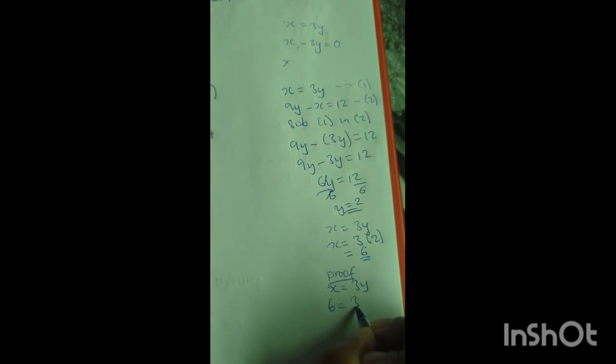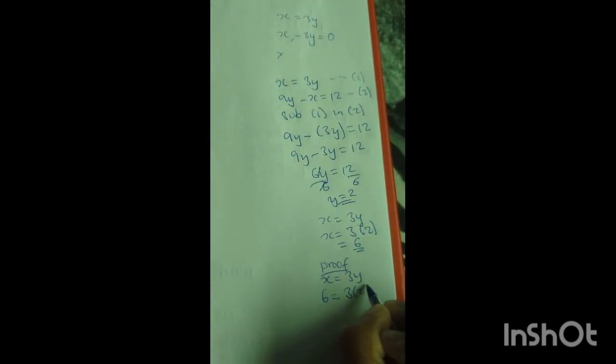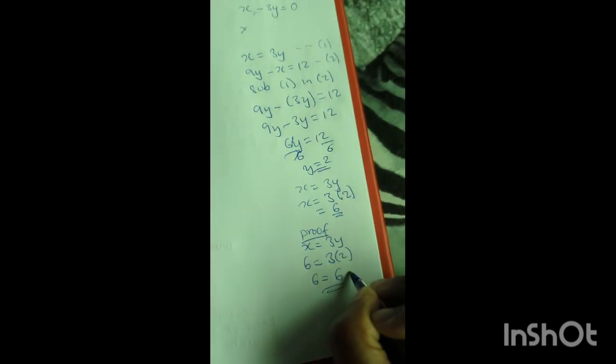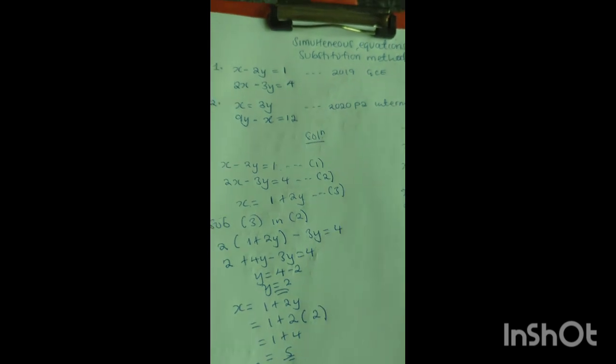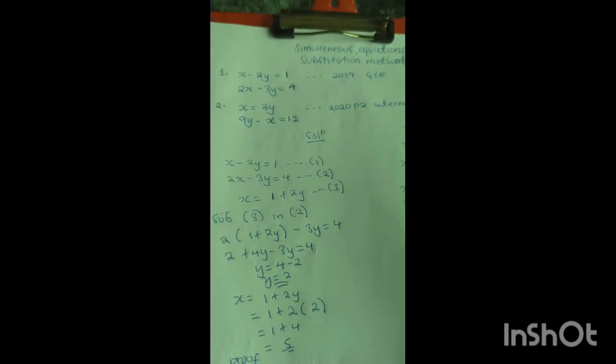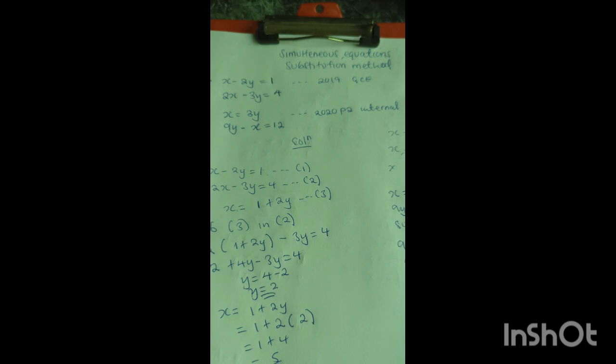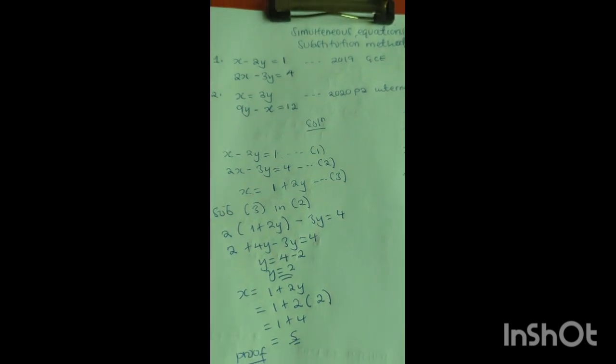What's the value of x? 6 equals 3. What's the value of y? 2. 6 is equal to 3 by 2, 6. Tick. 6 equals 6, meaning the left hand side is equal to the right hand side and our values are correct. So simultaneous equations at grade 9 level use two methods. We have substitution method and we have the elimination method. I've already explained in my first video.